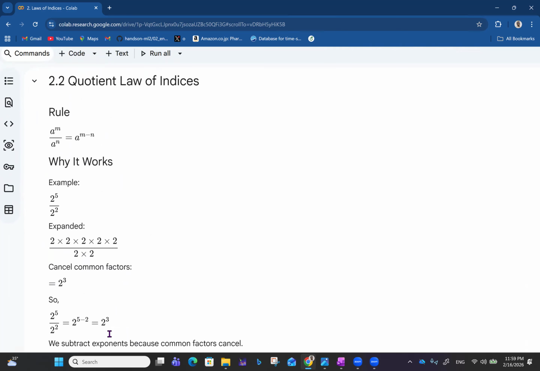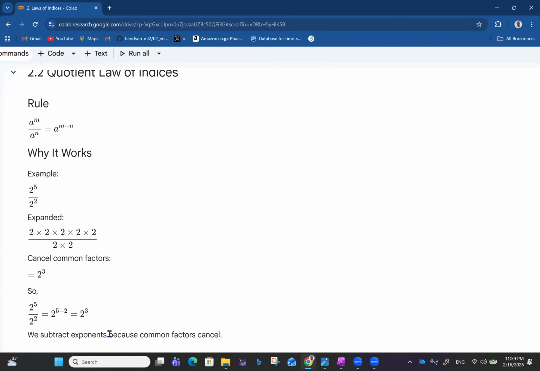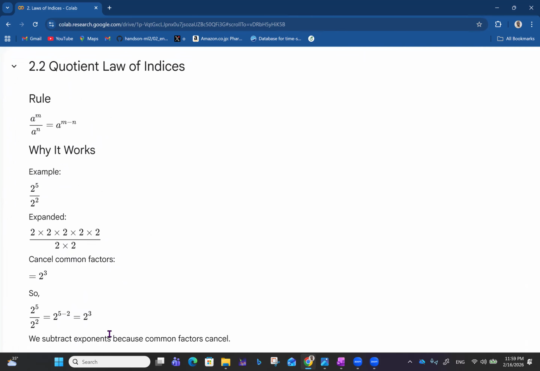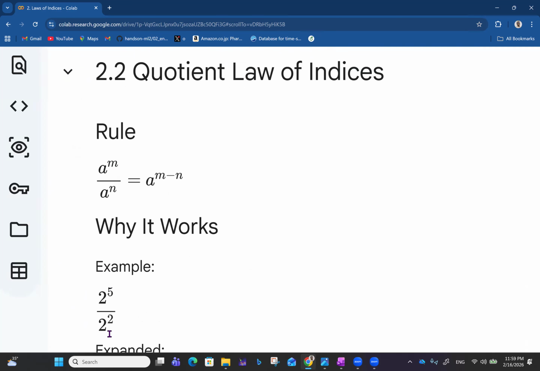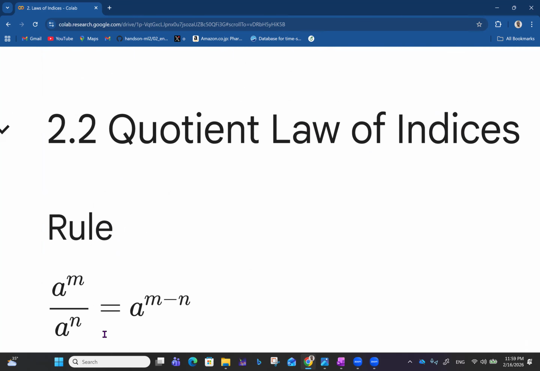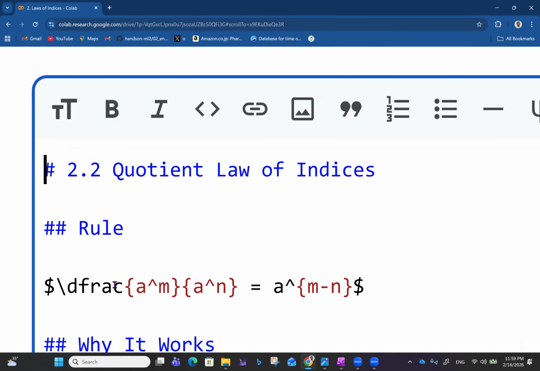So we have the quotient law of indices. We've seen the product law of indices. Now we want to see the quotient law, which we also came across in the last video. Maybe I should expand this because it's so important. The quotient law of indices tells us that a raised power m divided by a raised power n is equal to a raised power m minus n. Of course, this is the same thing as saying a raised to power m over a raised to power n. It's basically the same thing.